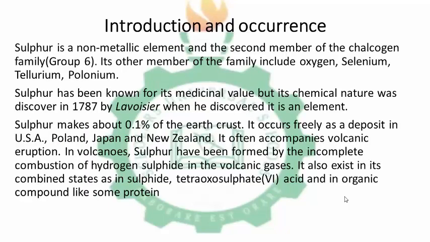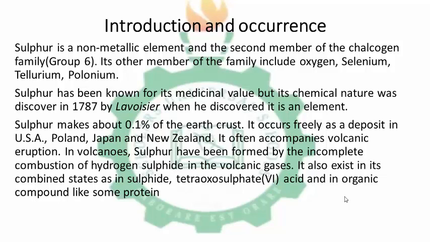Sulfur is a non-metallic element and the second member of the chalcogen family. The chalcogen family are the group 6 elements on the periodic table. The other members of the family include oxygen, selenium, tellurium, and polonium. Sulfur has been known for its medicinal value, but its chemical nature was discovered in 1789 by Lavoisier, when he discovered it as an element.